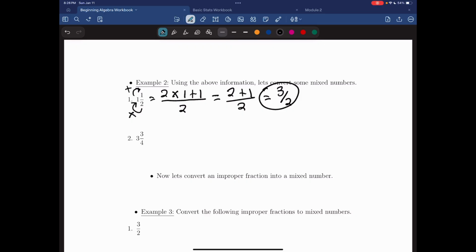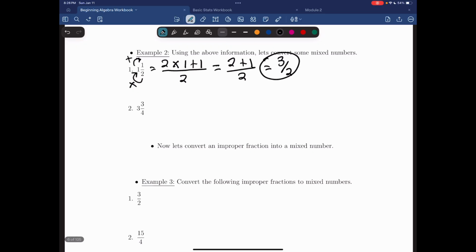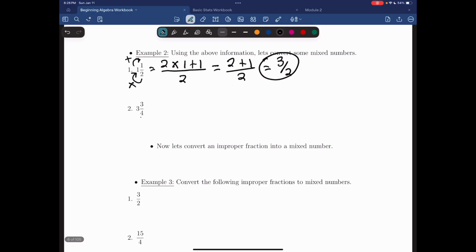Now looking at example number 2, I encourage you to pause the video and try this on your own. And now let's work through it together. So we're going to have to multiply 4 and 3, and then add 3. So we're going to get 4 times 3 plus 3, over 4. 4 times 3 is 12. 12 plus 3 is 15. So our final answer is 15/4. And that's your final answer.